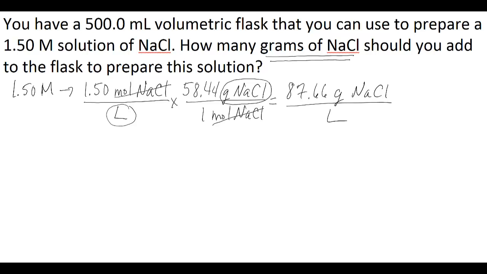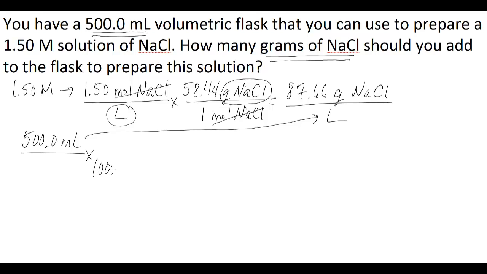So you have to relate that to the volumetric flask that you're going to use. You're going to use a 500 milliliter volumetric flask. So now you know a volume. Your desired volume is 500 milliliters. So you want to relate that 500 milliliters to the liters. So you're going to have to convert it to liters. So you have 1,000 milliliters in 1 liter.